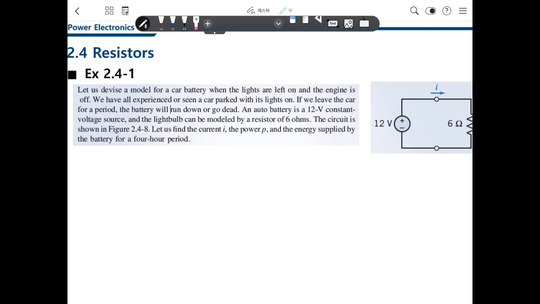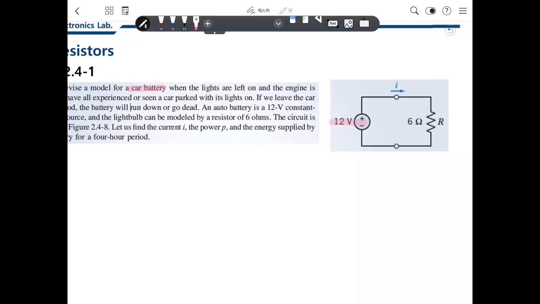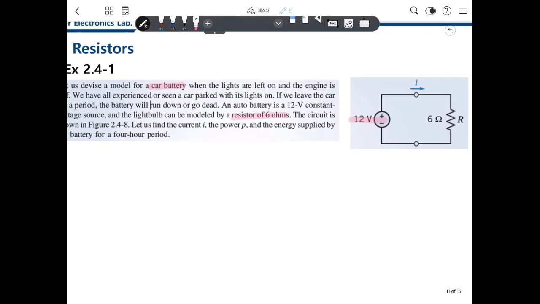The device is a model for a car battery. Maybe this is a car battery, and it provides 12 volts. And we add a lamp. The lamp is 6 ohms. Then we can model the lamp as R, in ohms. The car battery can be modeled with a 12 volt voltage source.